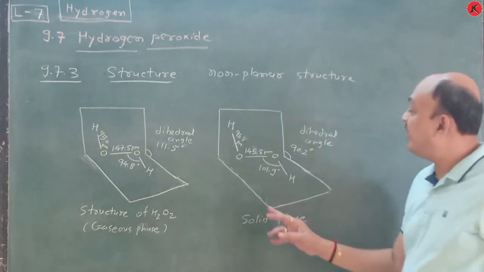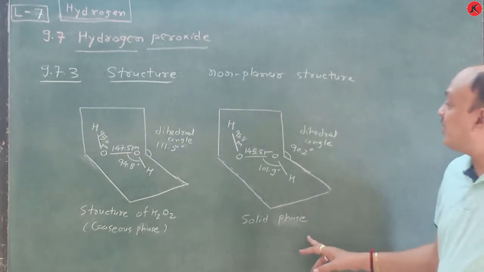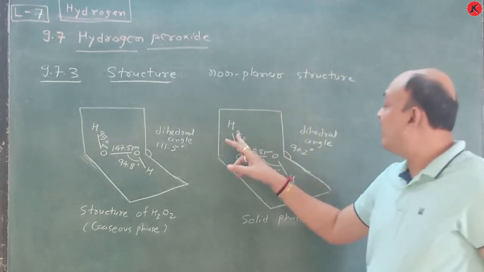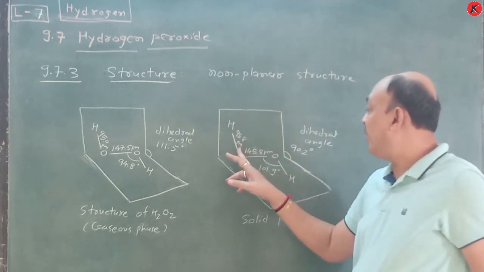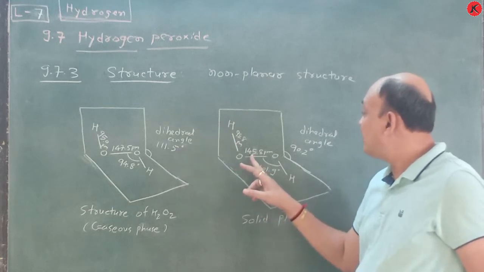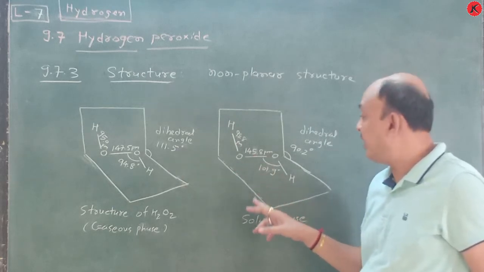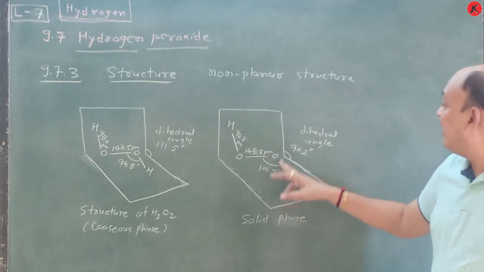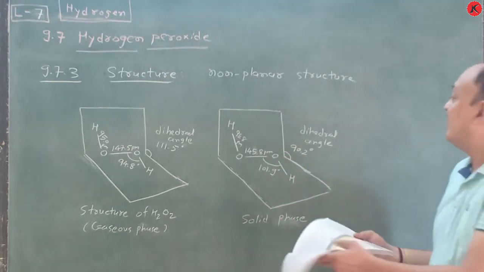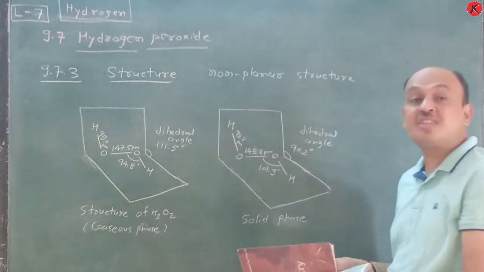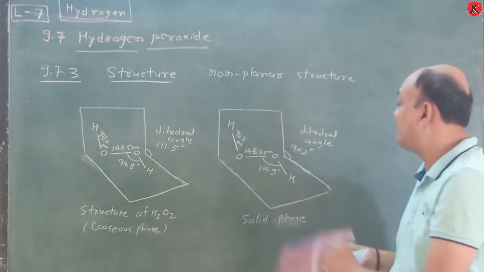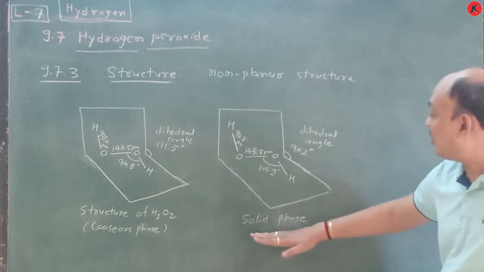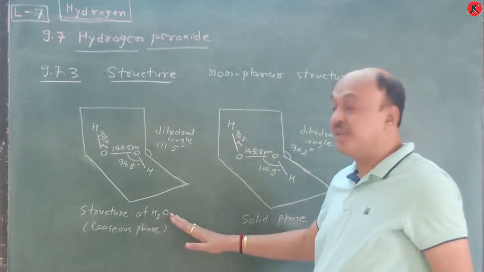Now the same way is obtained in the solid phase. So in the solid phase also the O-H same structure is there, but just you see here the bond length is increased, 98.8 picometer. Here also increased, 145.8 picometer, and here just you see the bond angle is also increased, 101.9 degree, and the dihedral angle is decreased. Just you see 90.2, well almost 90 degree. So assume this is 90 degree, okay. So according to that, this is the solid phase, and this is the structure of H2O2 in the gaseous phase.